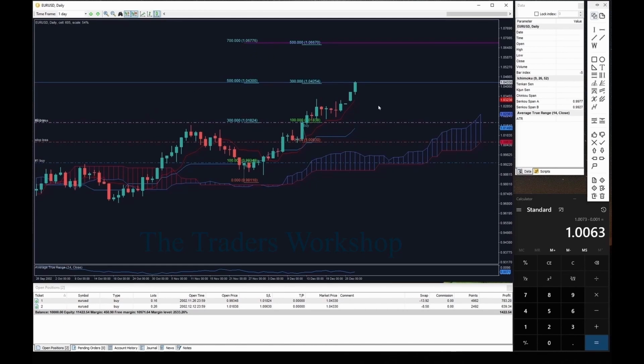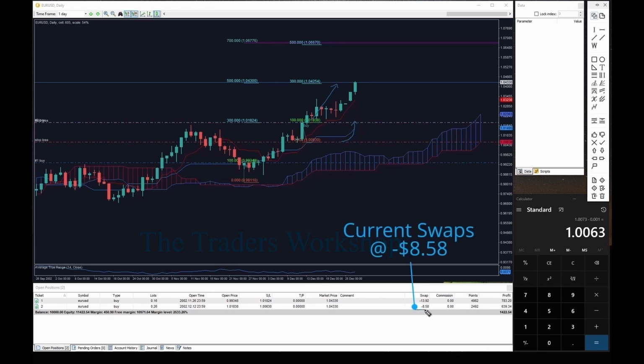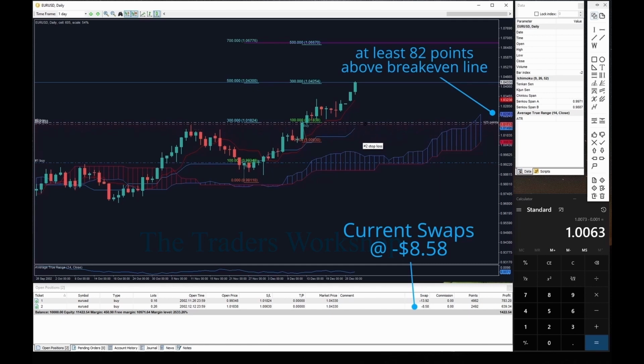Now, let's proceed to our added position. This was the scenario right after we opened our second position. If the market continues the trend, and hits level 300, we will move our stop loss line slightly above the break-even line to pay for the swaps, which is now at -$8.58. Since we're just moving the stop to the break-even line, we can simply drag the stop loss line, and since the current swap is now at -$8.58, we can give it at least 82 points above.